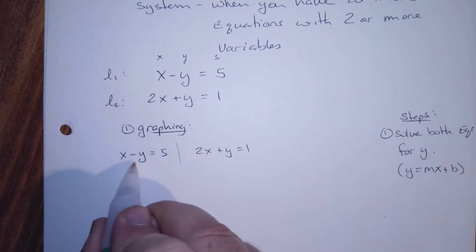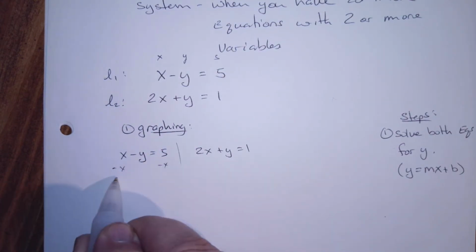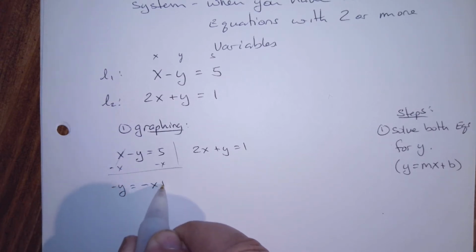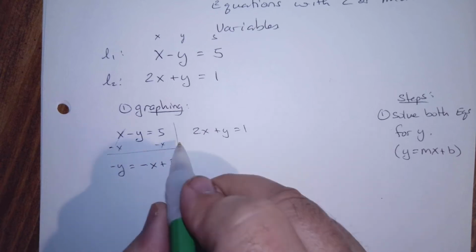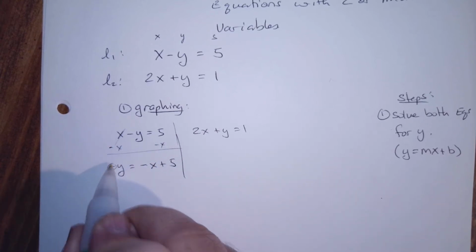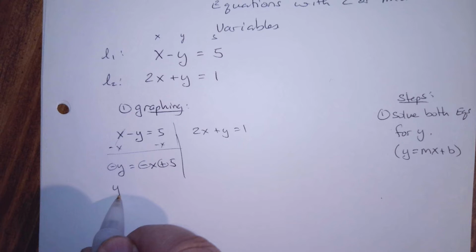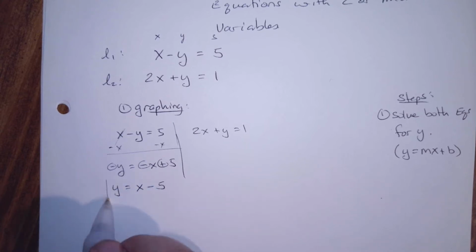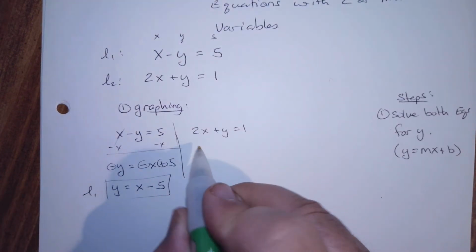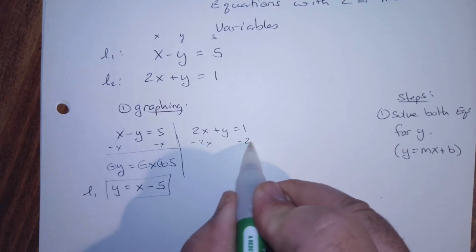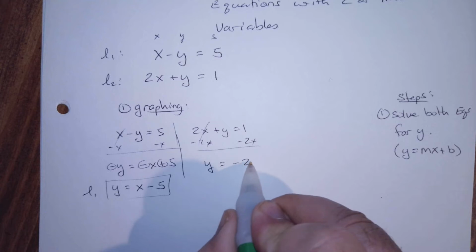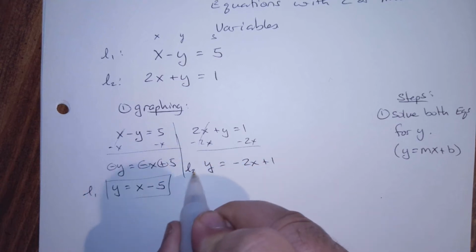So let's solve the first one. Subtract x from both sides. Negative y equals negative x plus 5. Can't have a negative, so we change all the signs. So it's y equals x minus 5. There's line 1 again, just simplified. And line 2, just subtract 2x from both sides. We get y equals negative 2x plus 1. That's line 2.